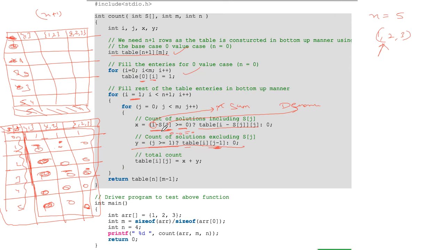Then 1 minus s of j, which is 1. i is 1, s of j is 1, and 1 minus 1 is 0. If it is greater than or equal to 0, then you fill the i minus s of j and j.